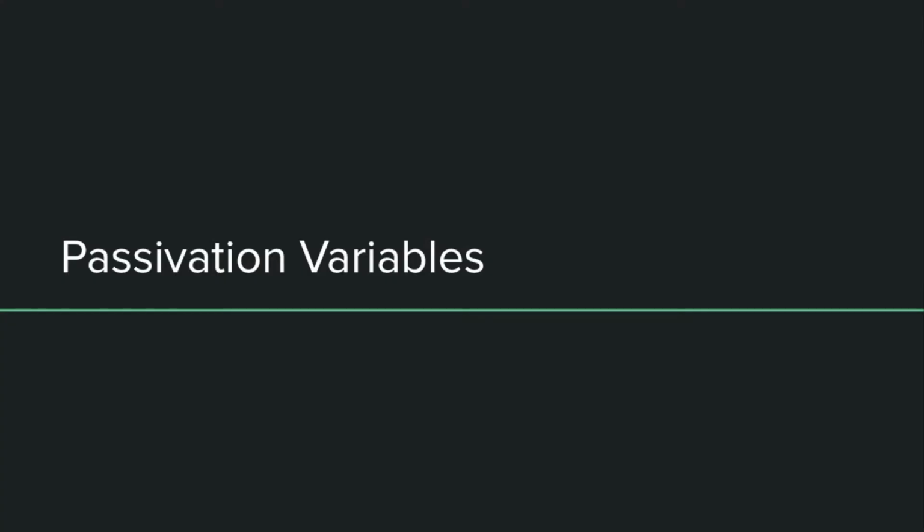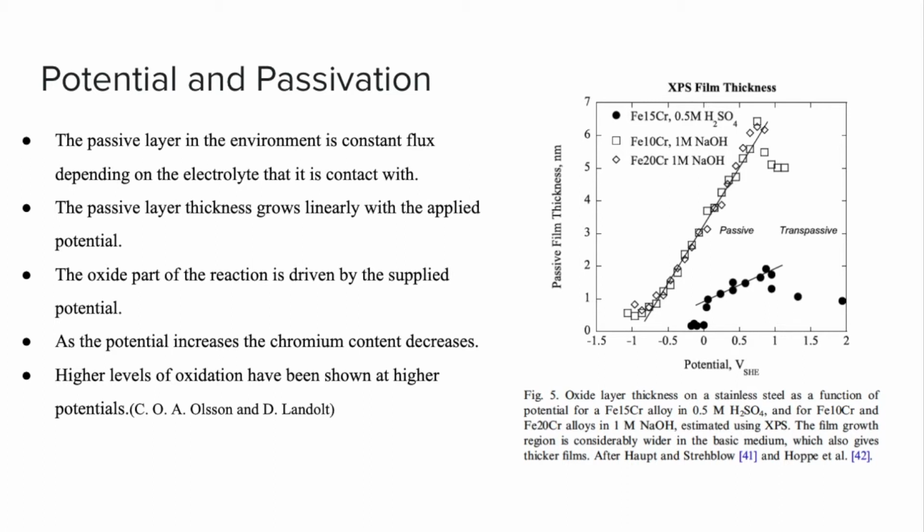Here are a few passivation variables to consider. The potential in passivation: the passive layer in the environment is in constant flux depending on the electrolyte that is in contact with it. The passive layer thickness grows linearly with applied potential. The oxide part of the reaction is driven by this applied potential. As the potential increases, the chromium content decreases. Higher levels of oxidation have been shown at higher potentials. And here on the right-hand side, you can see that as the potential increases, the passive layer, or the passive film, also increases.